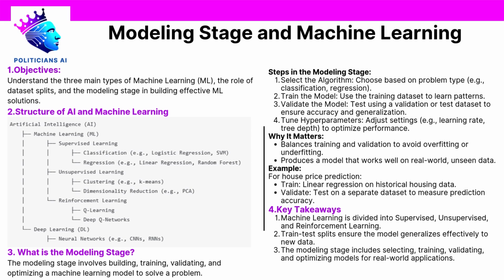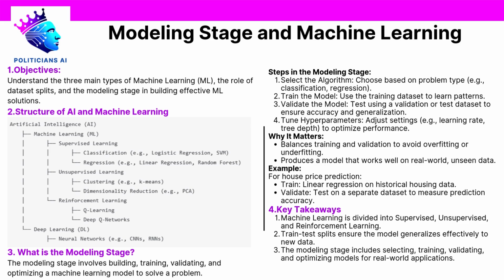Welcome everyone. Today, we will explore the modeling stage and machine learning. Our objective is to understand the three main types of machine learning: supervised, unsupervised, and reinforcement learning, while also grasping the role of train-test splits and the modeling stage in building effective machine learning solutions. By the end of this session, you will have a clearer idea of how these elements fit together and their practical applications. Let's begin with the structure of artificial intelligence, or AI.